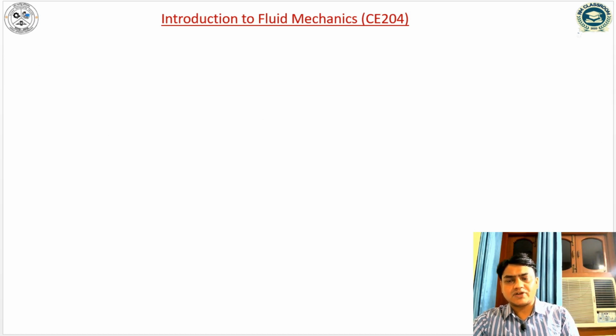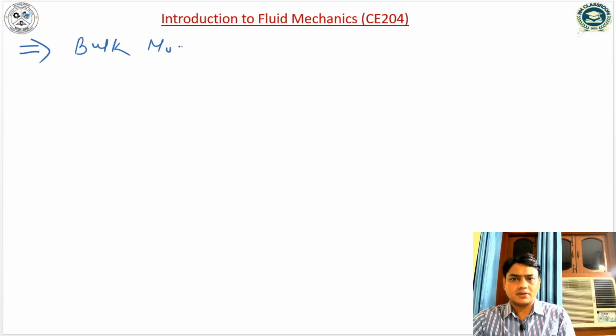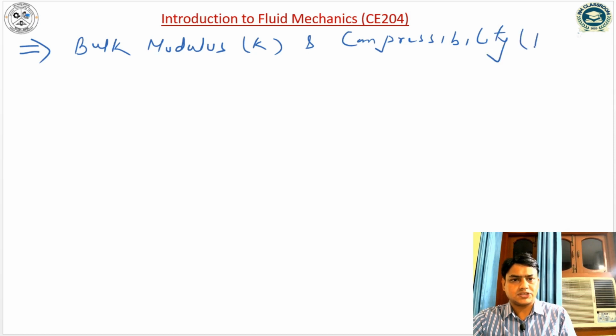Similarly, I am going to discuss bulk modulus, which is denoted by K, and compressibility, which is denoted by beta. So what is bulk modulus? In fluid and solid mechanics, bulk modulus is the ratio of normal stress to the volumetric strain.